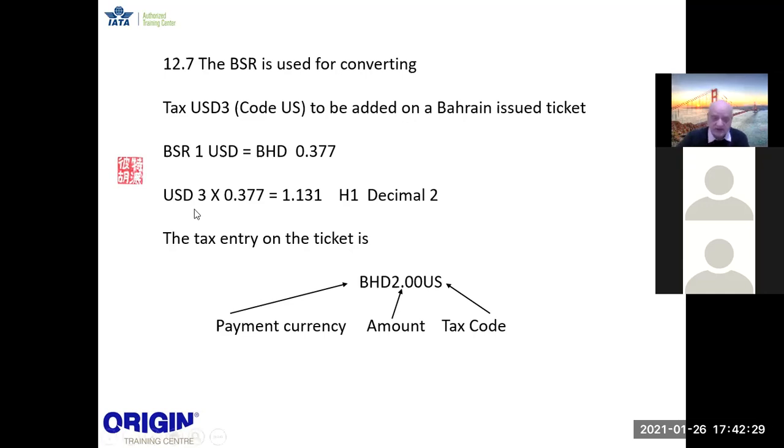So we've got USD3 times by this. We take 3 multiplied by that, we get 1.31, highest one, 1.1, higher one is 2. So we're going to charge BHD2 and the tax code US here. So we've got the payment currency, the amount we are paying in that currency, and the code for the tax. Okay.